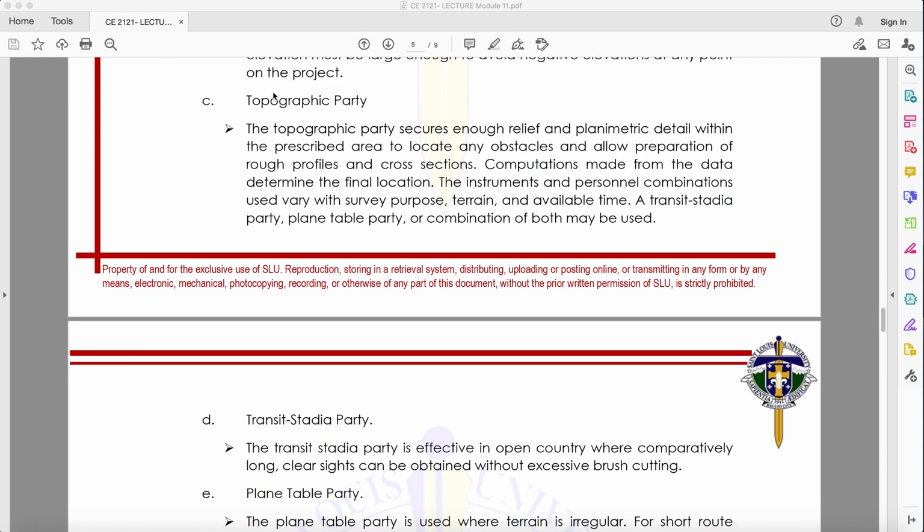Next would be a topographic party. The topographic party's task is to secure enough relief and planimetric detail within the prescribed area. They locate any obstacles and allow preparation of rough profiles and cross sections. They also do the computation for the data that would determine the final location. The instruments and personnel combinations used vary with survey purpose, terrain, and available time.